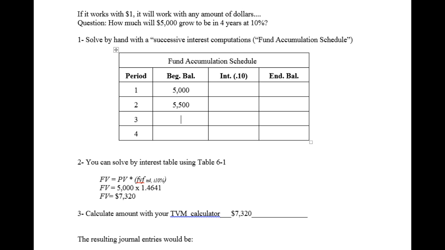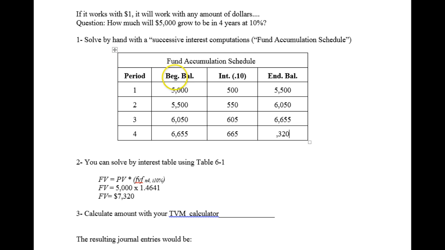So here's a question for you. How much will $5,000 grow to be at 10% for 4 years? Put this on pause and please calculate that for me, finishing the table I provided to you. So how'd you do? Took 5,000, times it by 10%, got 500, added it on, 5,500. Took 5,500 times 10%, which is 550, added it on, 6,050.